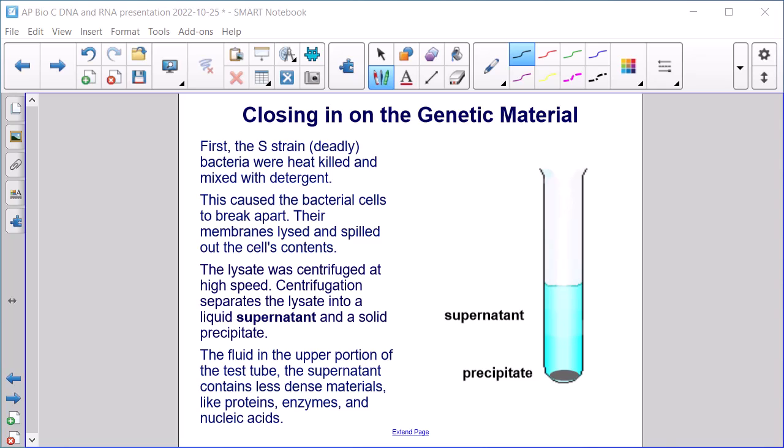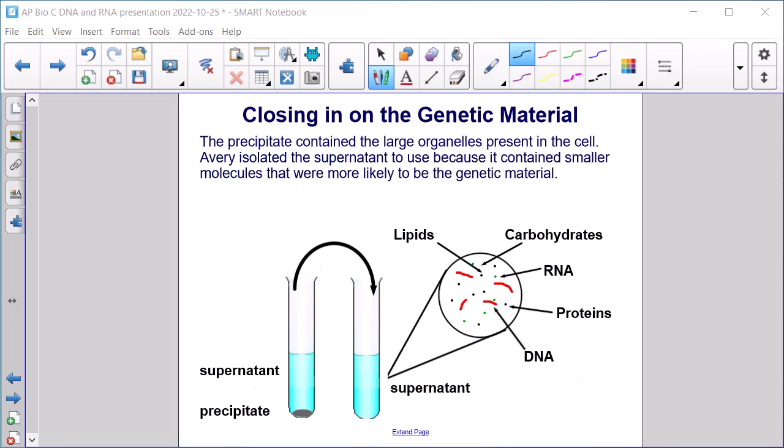The fluid in the upper portion of the test tube, the supernatant, contains less dense materials like proteins, enzymes, and nucleic acids. The precipitate contained the large organelles present in the cell. So Avery isolated the supernatant, removing the precipitate, to use because it contained smaller molecules like lipids, carbohydrates, RNA, proteins, and DNA that were more likely to be the genetic material.